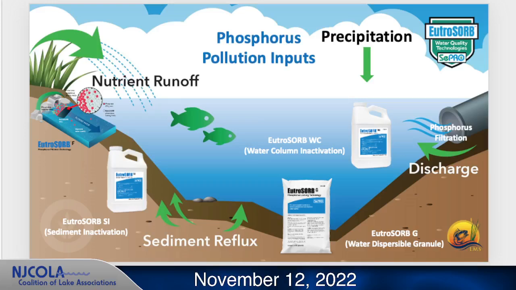Then we have this internal load where we have phosphorus sitting in the system. They've created this product that is 2 times the rate, like we said, of Phoslock. The G is going to be made to lay down on the bottom of the lake system, as well as go through the water column.